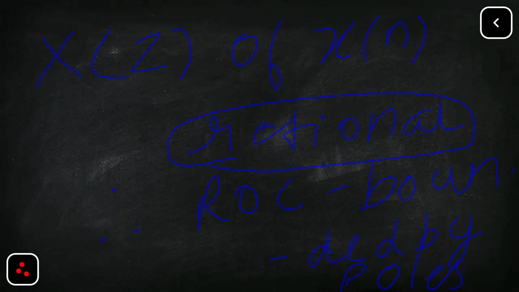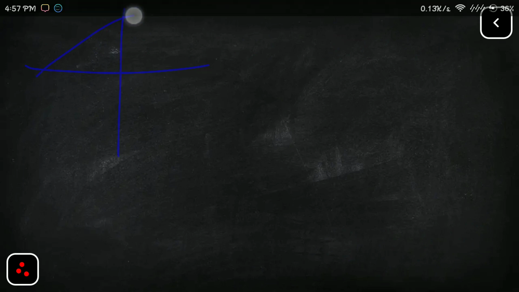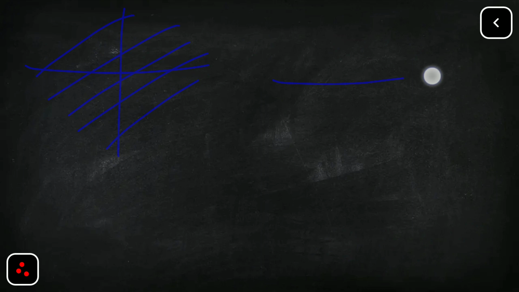So complete z plane in the sense is what? Your complete z plane is like this. So you have to shade the complete z plane over here. And for the second one, if your x of n is a left-sided sequence, your ROC is outside the circle. So I am going to shade it outside the circle.